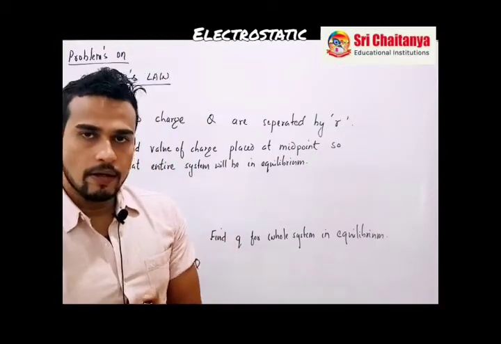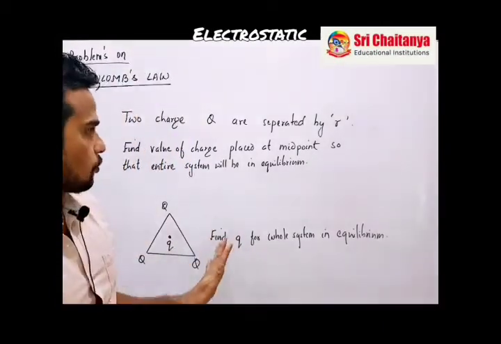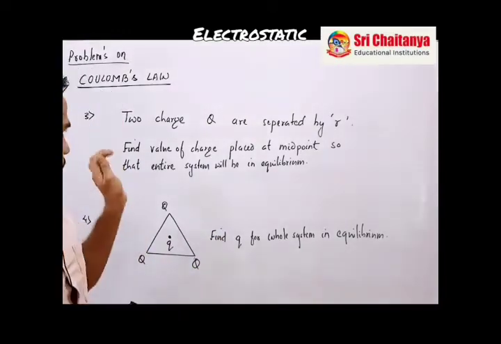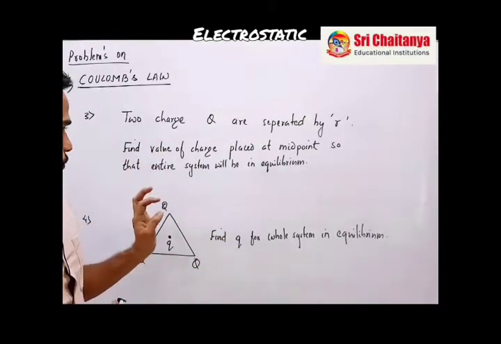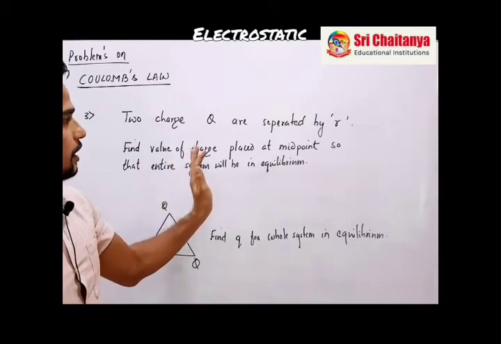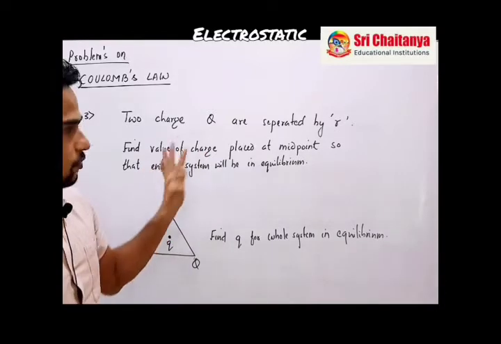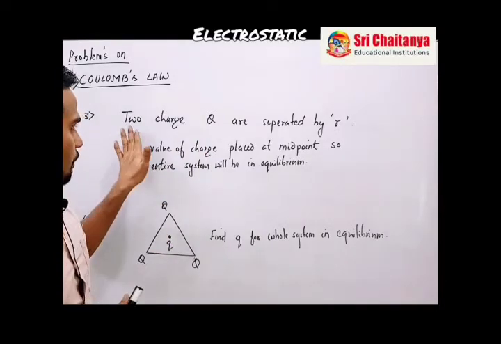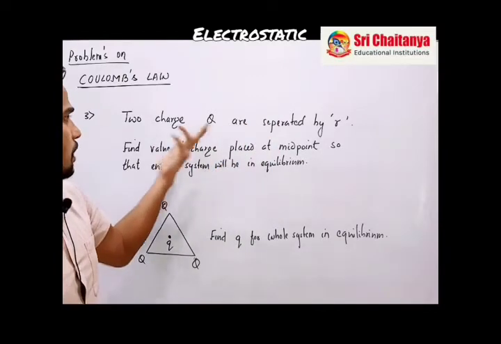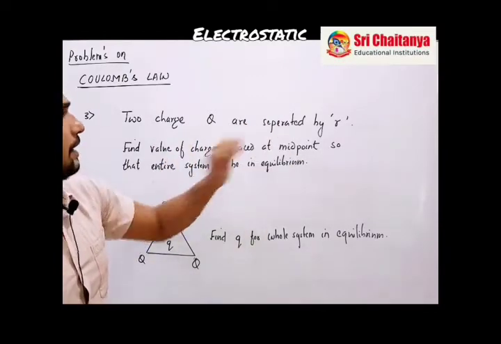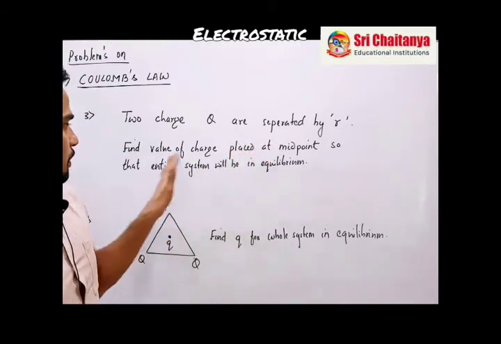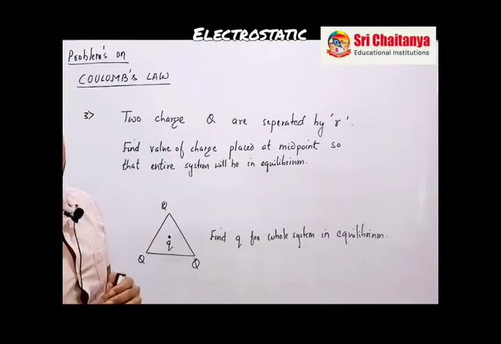Now let's see two more questions based on Coulomb's law. This is again a very important type of question, can be asked directly in your NEET exam. Already this question has been asked in JEE Mains exam. If you read the question, they are saying two charges Q and Q are separated by distance r. Find the value of charge placed at midpoint so that the entire system will be in equilibrium.